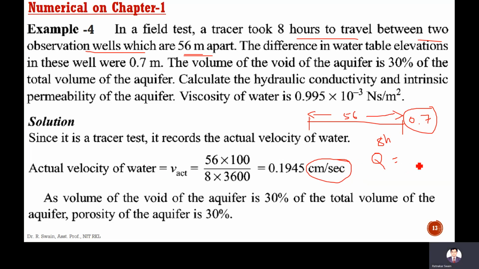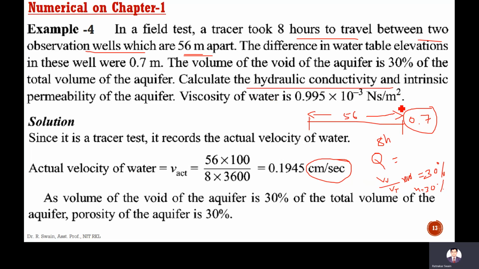So discharge you can calculate. The volume of the void of the aquifer is 30% of the total volume of the aquifer. If the void is given, void divided by total volume Vt into 100 is 30%. It means porosity is 30%.